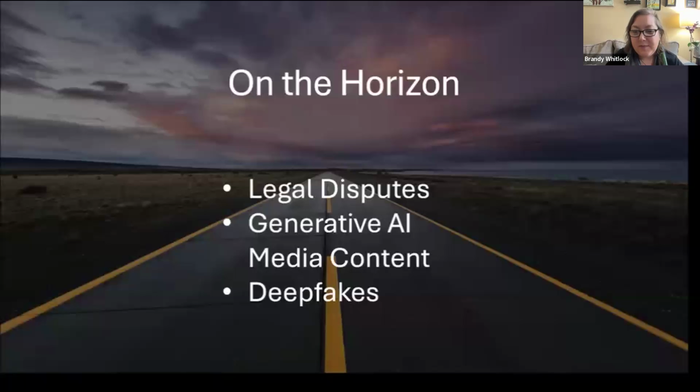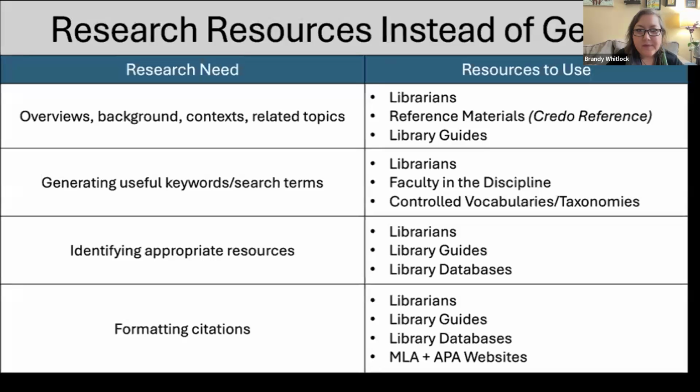So these are some of the concerns that people have coming, and so how can we help folks? And you're going to see a theme here in what I've sort of put together. But on the left-hand side of this table, we have a research need, and on the right-hand side, we have things we could use instead of AI. And so, if you're looking for overviews, background, context for things, related topics, we look to things like reference books for those things. They're short, they're to the point, and we can find things pretty readily in those places.